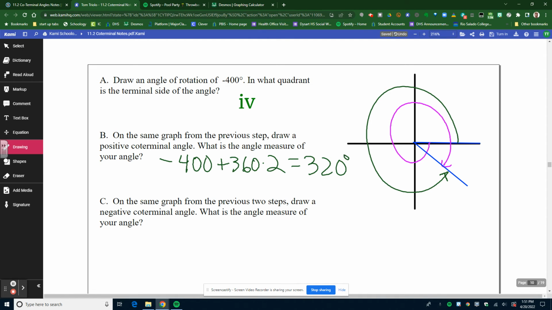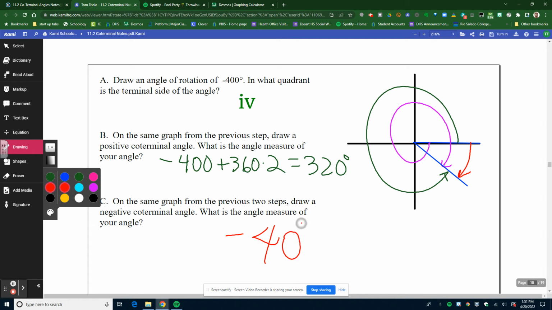Okay? And then if I just want the negative, didn't we just say how far down this was? How many more was it? It was 40. So it's negative 40. Negative 40. I got green, we got purple. Let's go red. Okay, so that's negative 40 degrees.